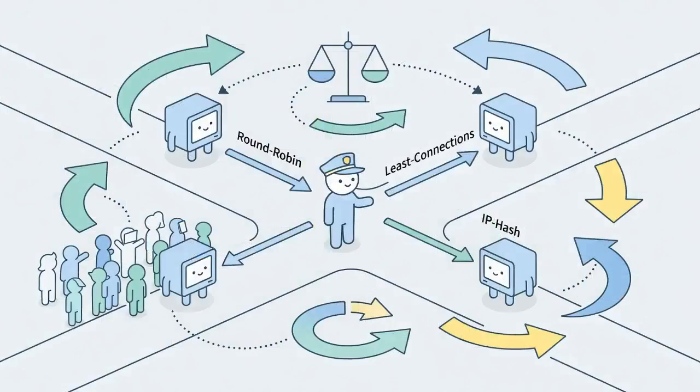Use case 3. Load balancing. The proxy distributes incoming requests across multiple backend instances, so no single server gets overwhelmed. Common strategies include round robin, which cycles through backends in order, least connections, which sends traffic to the least busy server, and IP hash, which sticks a client to the same backend based on their address.